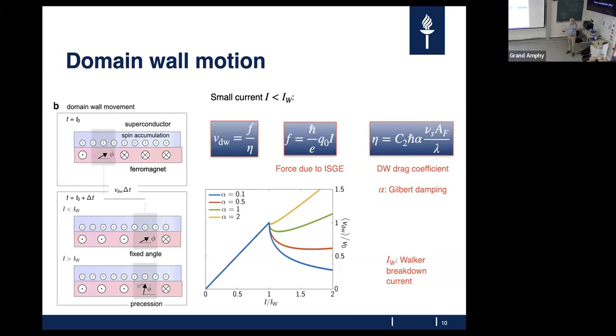Now, if you solve for the domain wall dynamics fully, you find out that there are two regimes. There is a so-called Walker breakdown current. Below Walker breakdown, the domain wall just moves with a speed that is linear in the current. And then above the Walker breakdown current, there is a nonlinearity.